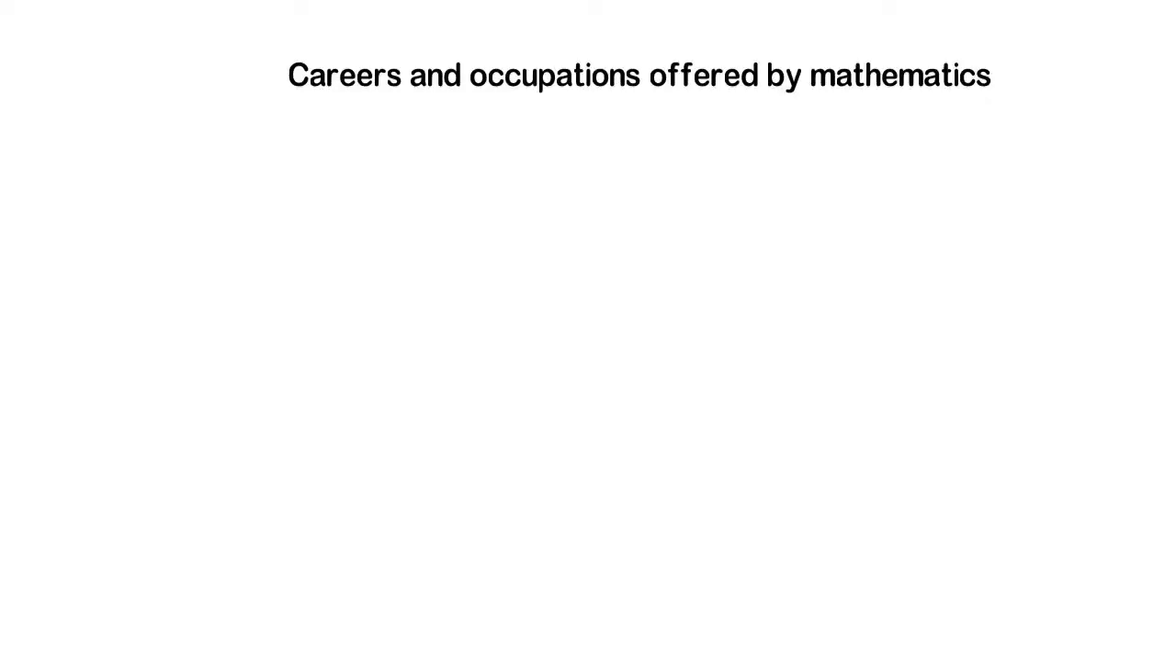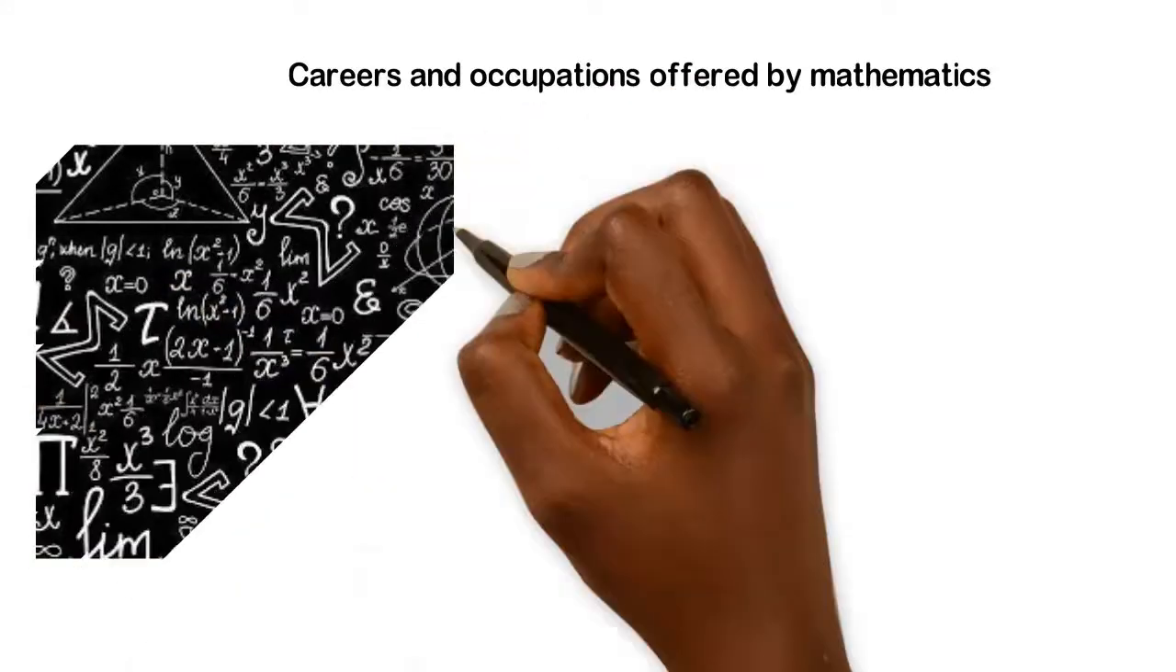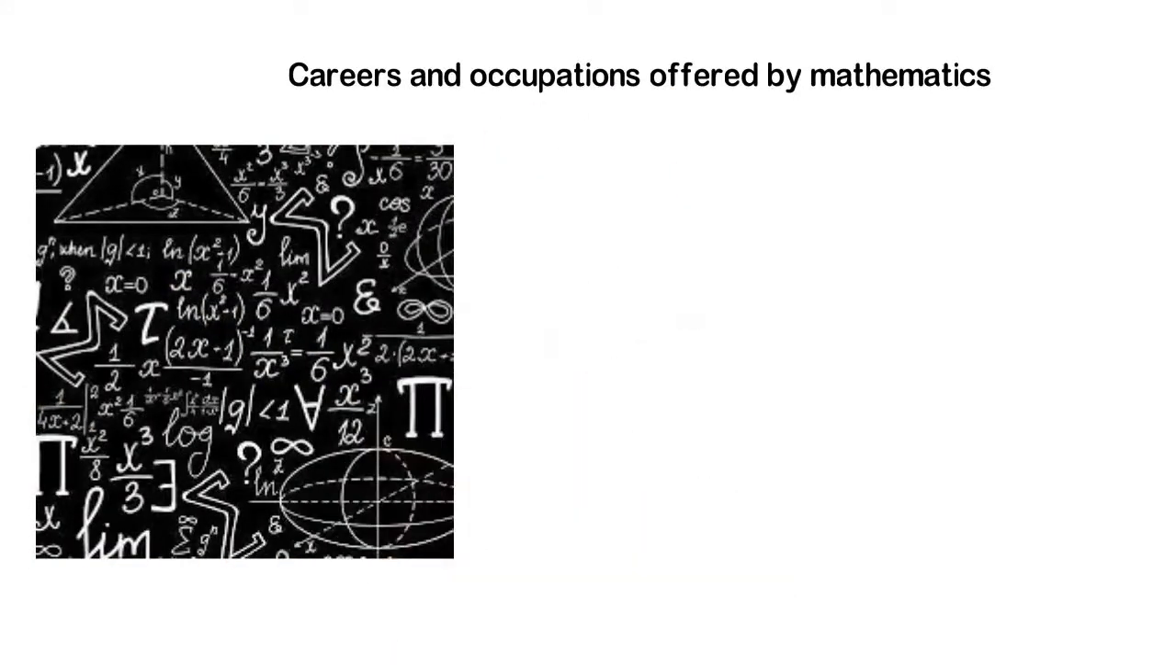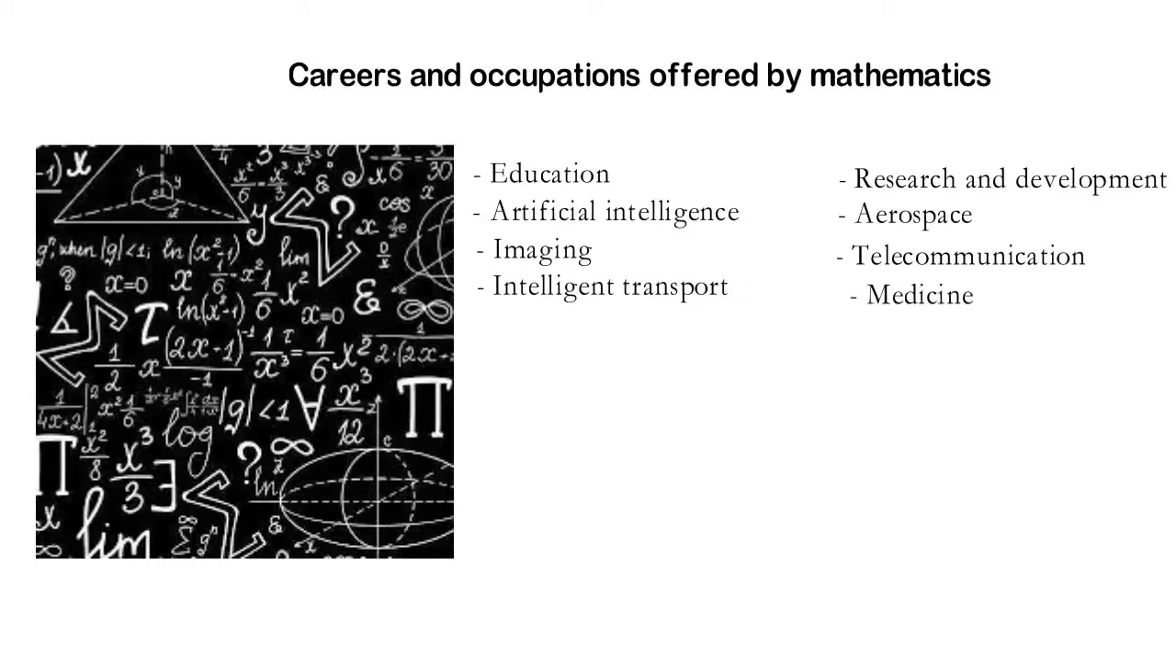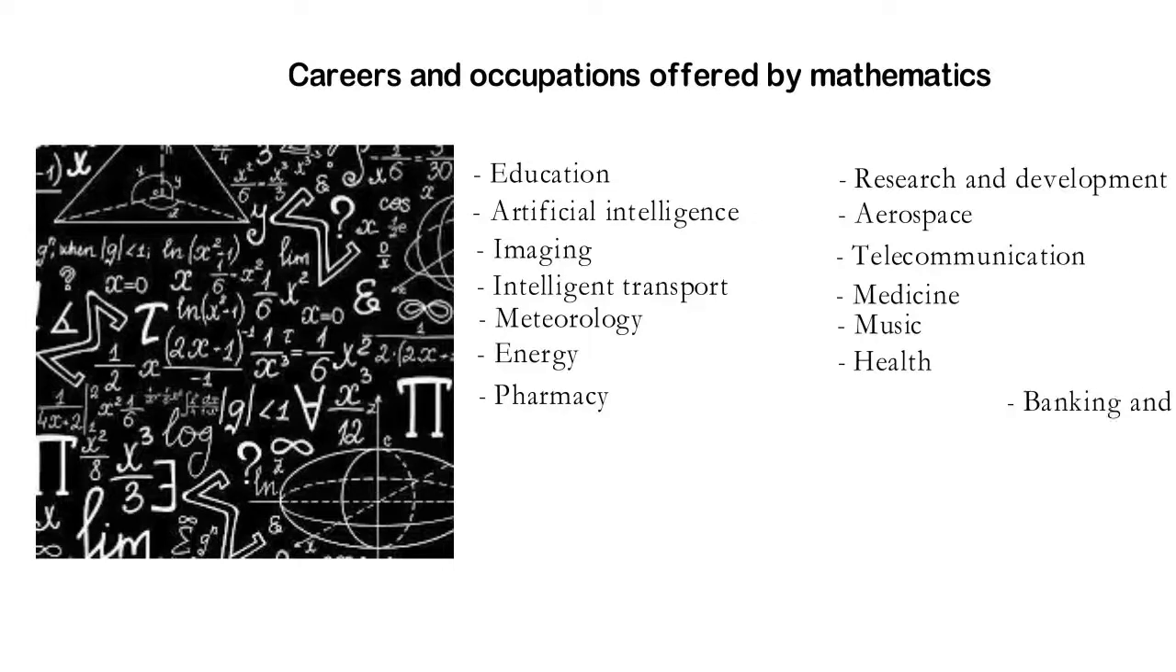It is almost impossible to list all the traits and sectors that make use of mathematics in everyday life. Mathematics is omnipresent in the following different sectors and professions: education, research and development, artificial intelligence, aerospace, imaging, telecommunication, intelligent transport, medicine, meteorology, music, energy, health, pharmacy, banking and finance, insurance, sports, and so on.